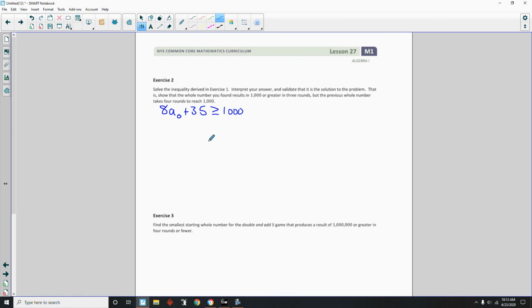Okay, I want to solve this by subtracting 35 from both sides, like I did in the previous page. So it's 8 a sub 0 is greater than or equal to 965, and divide both sides by 8, and that gives me a sub 0 is greater than or equal to 965 over 8. That was a decimal, so we'll just leave this as a fraction. So you should say I interpret a sub 0 to be greater than or equal to 965 over 8. Or that was 120.625 as I showed in the previous page.